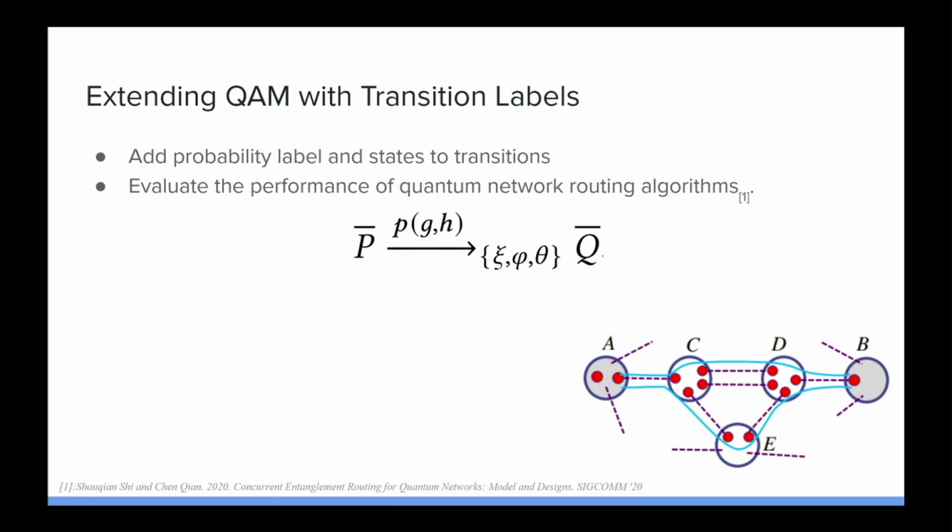we've been trying to model the quantum routing networks called QCAST and QFAST, which is like a concurrent entanglement-based routing network. The general idea is that they're trying to build as many possible paths between two devices as possible. And we are trying to extend our judgment with some probability labels and mapping to analyze the performance of this routing algorithm.